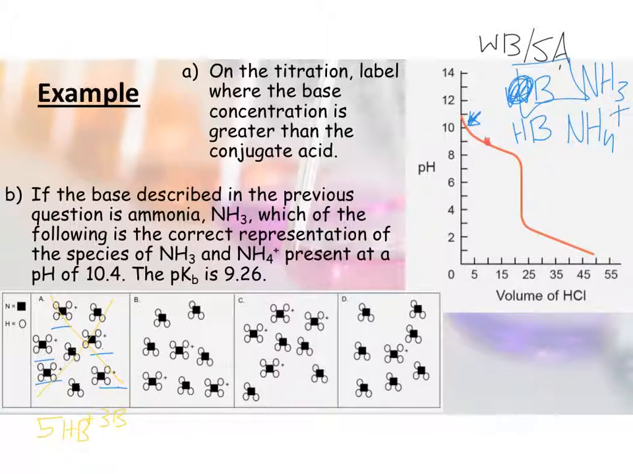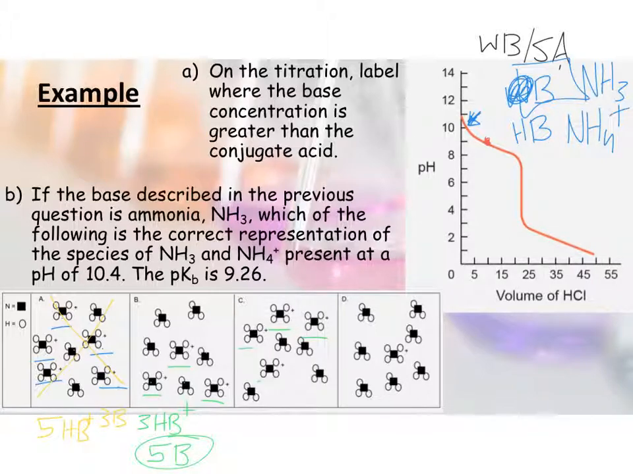All right, this one here, we've got 1, 2, 3 of our conjugate acid, and we have 1, 2, 3, 4, 5 of the base. Okay, so this is looking a little better because at least we have more base than we do conjugate acid. Okay, so maybe on B. All right, let's keep going.